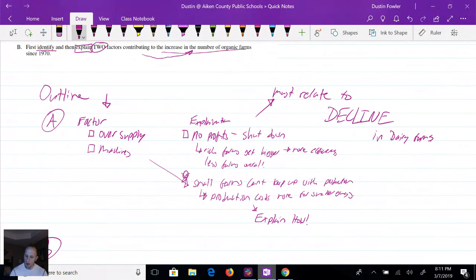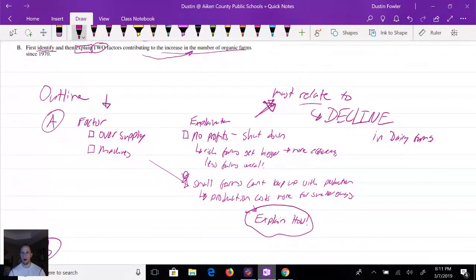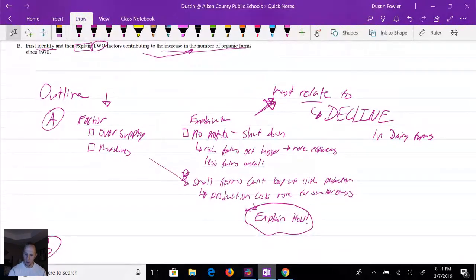All right. Notice I also wrote a note telling me to explain how, and I wrote a note here telling me to make sure that I relate this to the decline of dairy farms, or in this case, relate it to the increase of organic farms. If you don't make that connection, then you are running the risk of not getting points for something you already know. So you have to make sure that you pay very close attention to the question, and outlining can be a good way to help make sure that you know in your mind that you're going to get points for what you put.